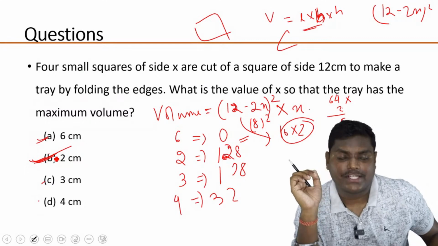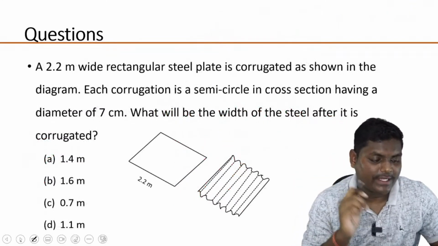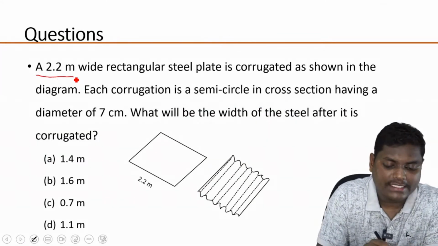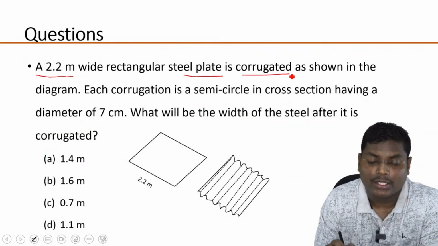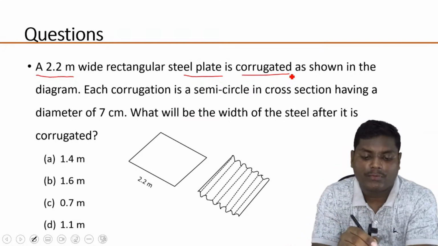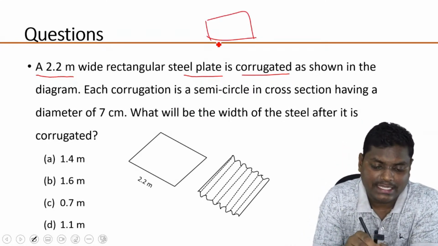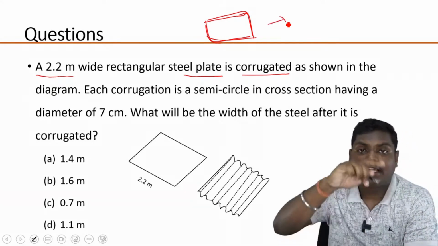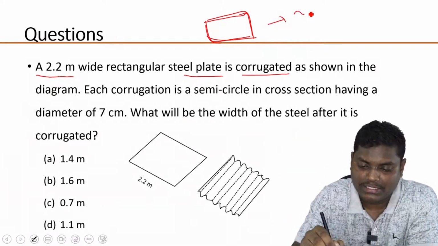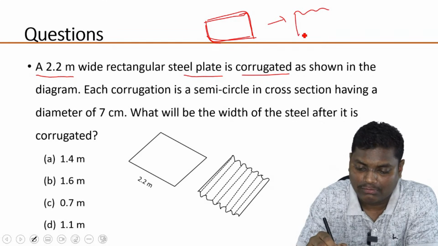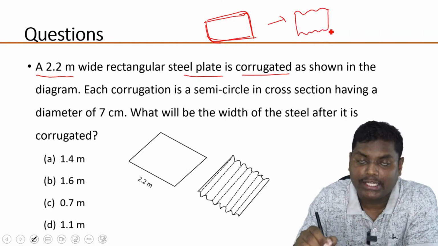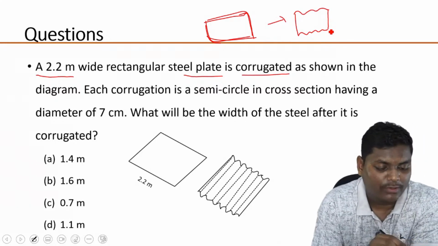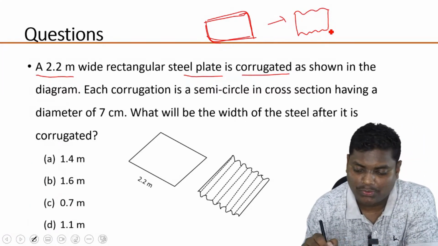Moving to the next question. It's saying that a 2.2 meter wide rectangular steel plate is corrugated. Corrugated means if you have a flat rectangular plate of this size, the sides are made in a wavy pattern. So now the sides are curved, made into the form of waves. So a 2.2 meter wide rectangular steel plate is corrugated as shown in the figure.